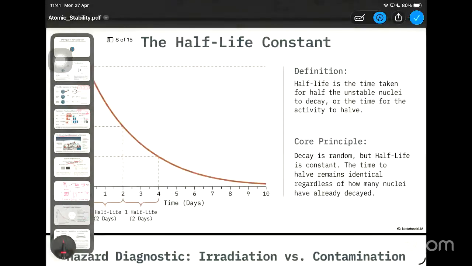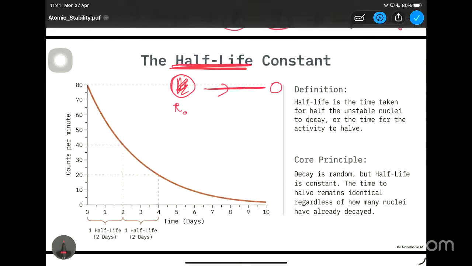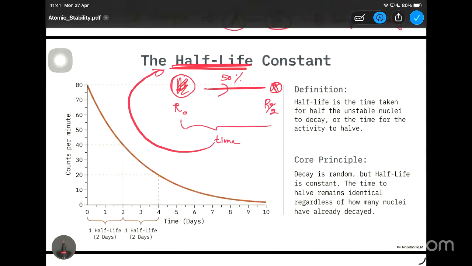Okay, then the half-life constant. Half-life means, remember, you have a sample. Let's say the radioactivity or the concentration is R now, and then the concentration becomes half of that value, not over 2, half of that value. So the concentration of the radiation is reduced by 50%. The time consumed to do that is known as the half-life value, right?